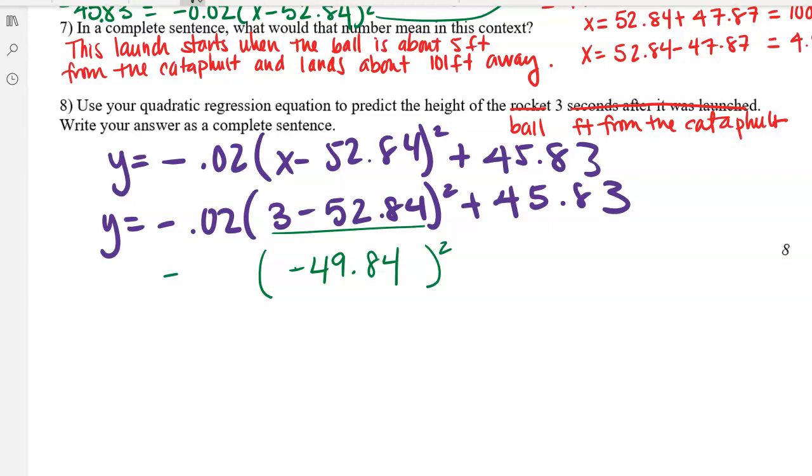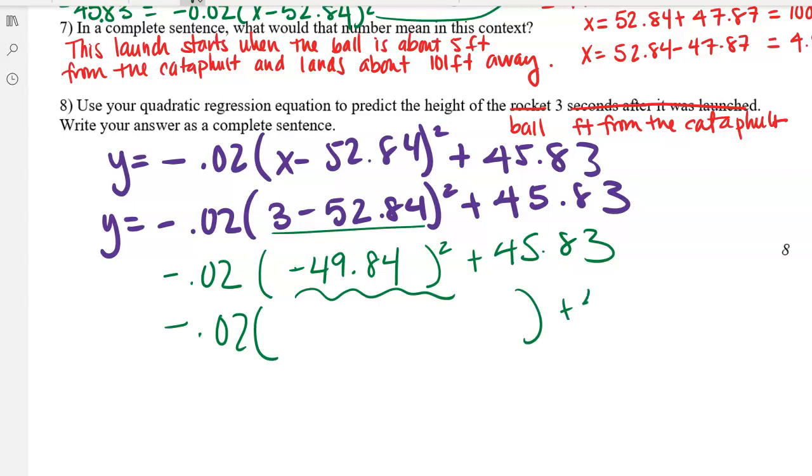Okay. We're going to square it. Next, what do we do next, guys? Based on PEMDAS, we take that number and do what? Square it. All right, take that number, square it. If it's a negative number and you square it, you should have a positive answer. So Tyler, what is negative 49.84 squared, bud? Should be a large number, I think.